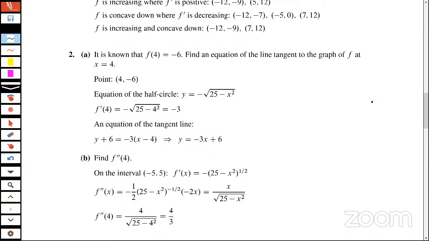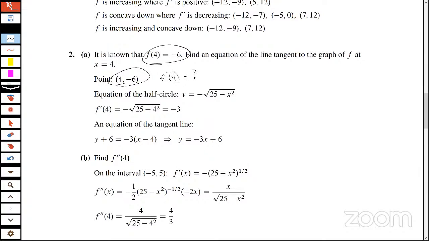Part 2 says, if it's known that f prime of 4 is equal to -6, find an equation of the tangent line to the graph of f at x equal 4. Well, we have a point given to us. We need an equation, we need a value for the slope. So we need to know what f prime of 4 is equal to.